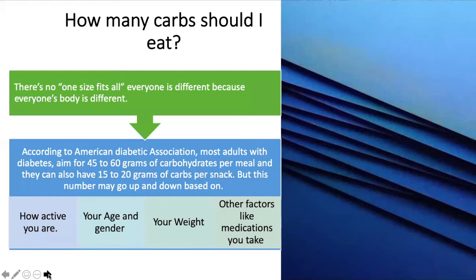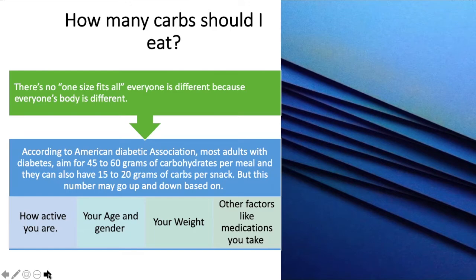And how many carbs should I eat as a diabetic? There is no one size fits all. Everyone is different, because everyone's body, weight, metabolism, and activity are different. So we can't say this is how much everybody should eat. But according to the American Diabetes Association, most adults with diabetes aim for 45 to 60 grams of carbohydrates per meal, and they can also have 15 to 20 grams of carbs per snack.